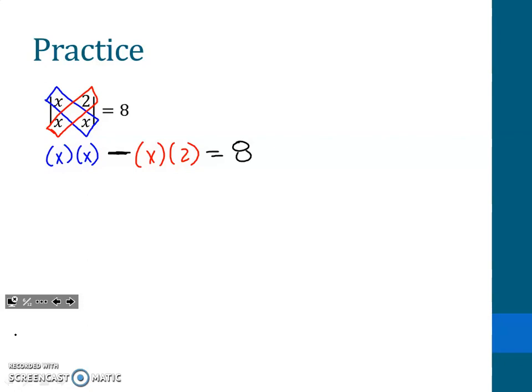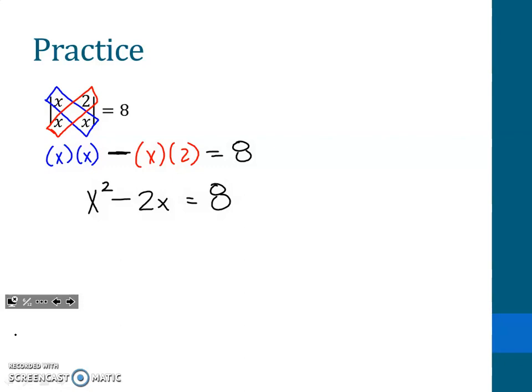Okay, again, I think you guys know what you're doing here. X times x gives me an x squared. I've got an x times 2, which we would normally write as 2x, and then there's a minus in between, and that equals 8. Now, here's the part where I predict that some of you guys might be stuck. For this problem, I have an x squared minus 2x equals 8.